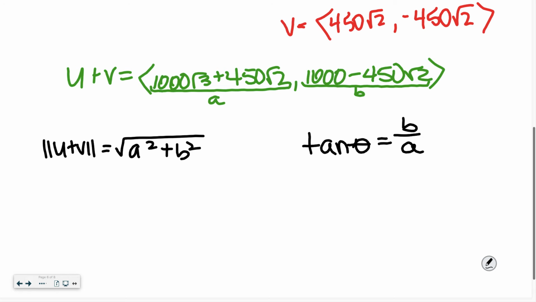The angle is very small, and the force is a little bit bigger than 2,000.